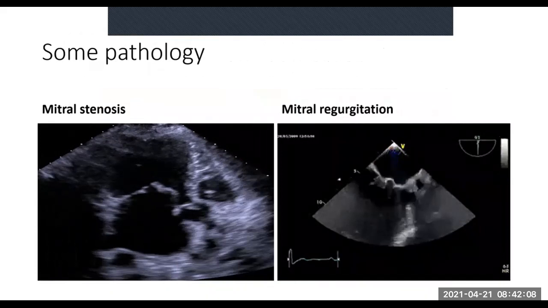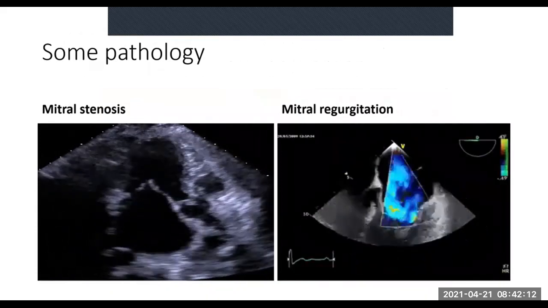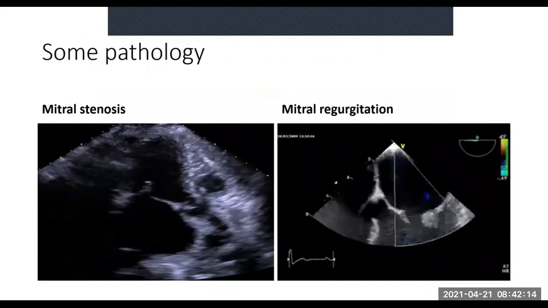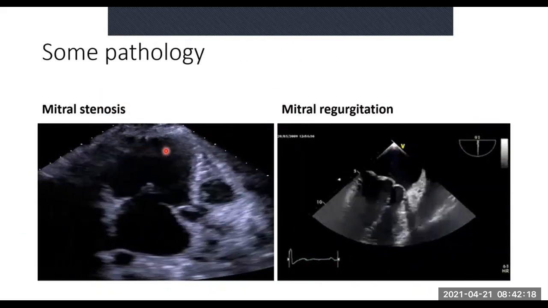Now, it may not always be possible. You must remember, these are all teaching pictures and things like that. So it often looks very nice here, but it doesn't mean that it will look like that. Let me just get the point out. So the first thing we're going to look at is mitral stenosis.